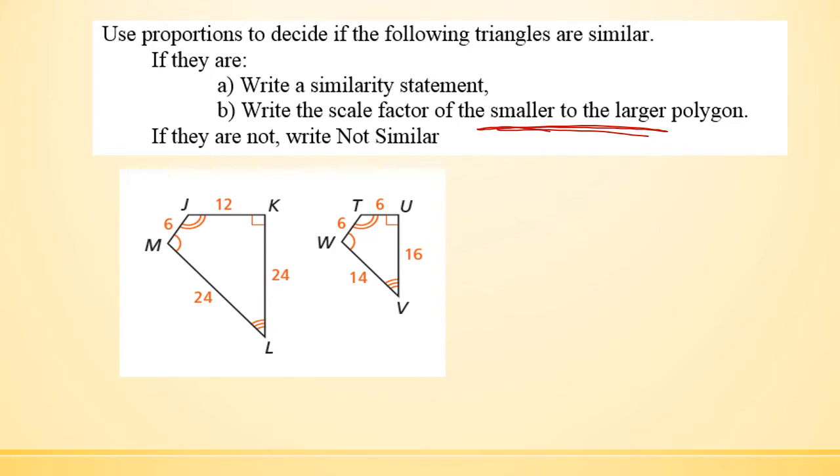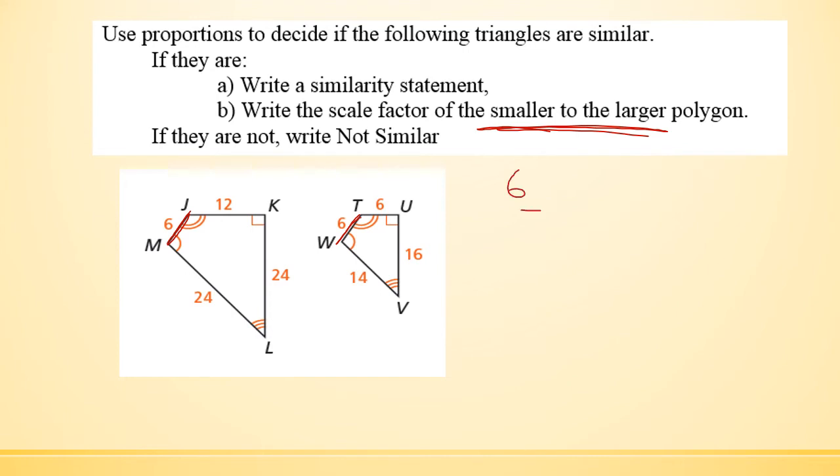Anyway, so all corresponding angles are marked congruent. We can see that on the two pictures here. And so now we want to just start comparing sides that match. Now, what's nice about this question is they're oriented the same way. So I know that if they're going to be similar, then for instance, MJ is going to have to match to WT.